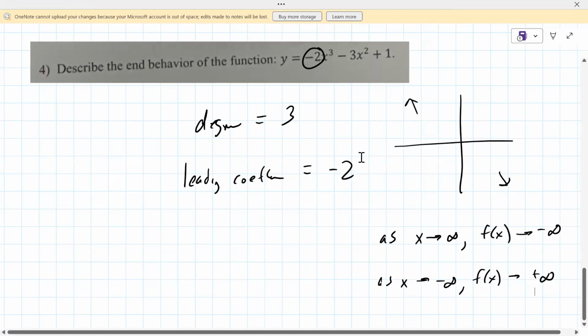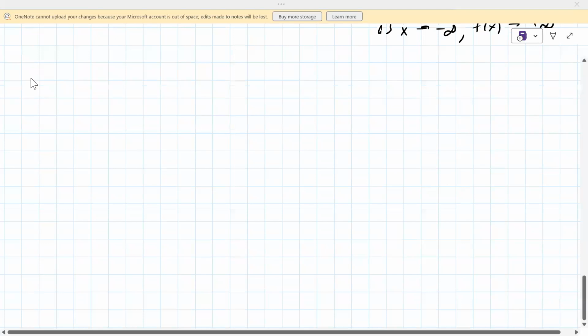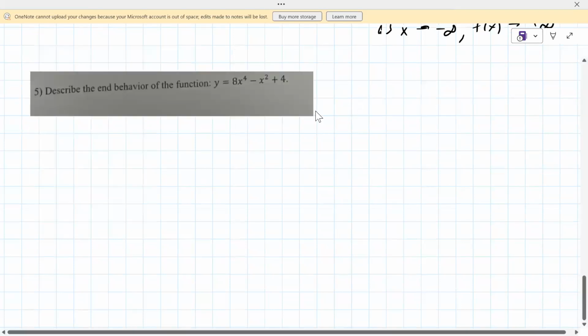Okay. So really, you've got to extract the degree and the leading coefficient. The leading coefficient's the number in front of the biggest exponent. They're not always in order. Sometimes they sneak them into the end, to be deceptive. Okay, that makes sense. All right, so for number 5, same thing here.